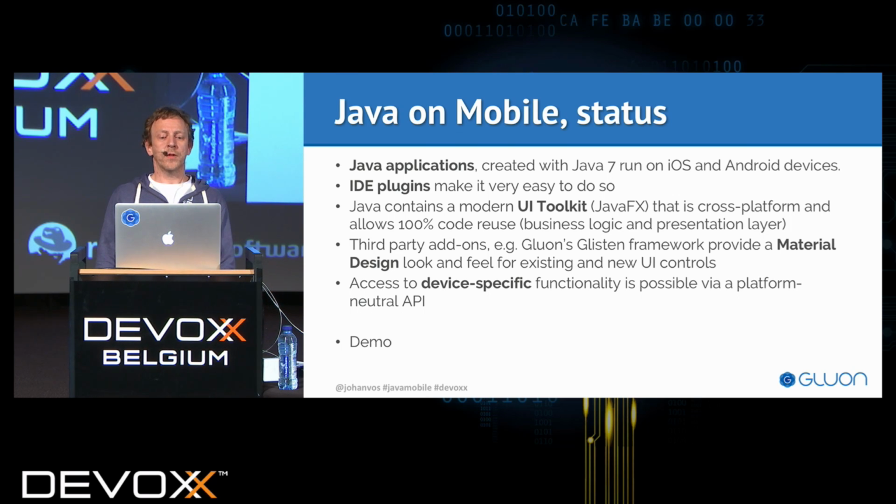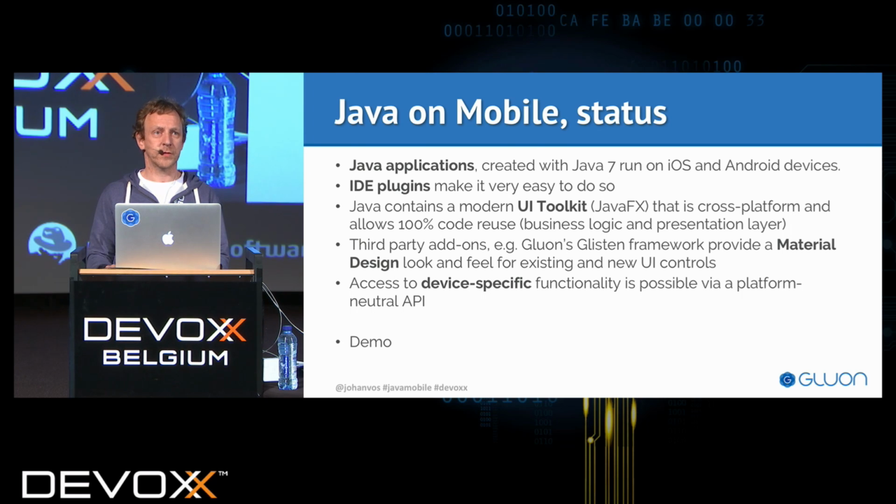There are third-party add-ons. For example, the Gluon Glisten framework allows you to create applications that are really targeting mobile devices, with a material design look and feel framework, so that the applications don't look too much like desktop. And today it's also possible to access device-specific functionality via cross-platform Java API without you having to write code specifically for Android or iOS.